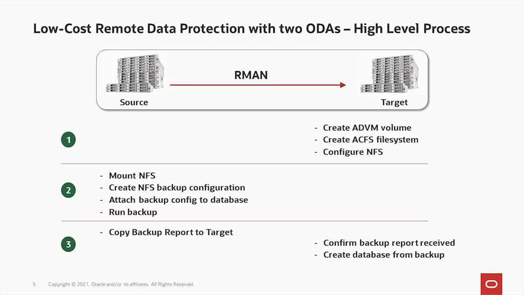Number three is in case you have a failure on the source. You have to copy the backup report, and then if there is a failure on the source, you're going to create the database from your backup. One of the questions that we get on this is, if the backup report resides on the source and it fails before I get the copy, there's a couple of options. You can still restore from the information that is on the backup at the target. Or you can also set up a script on the source that copies the backup report to another location in case the source fails.